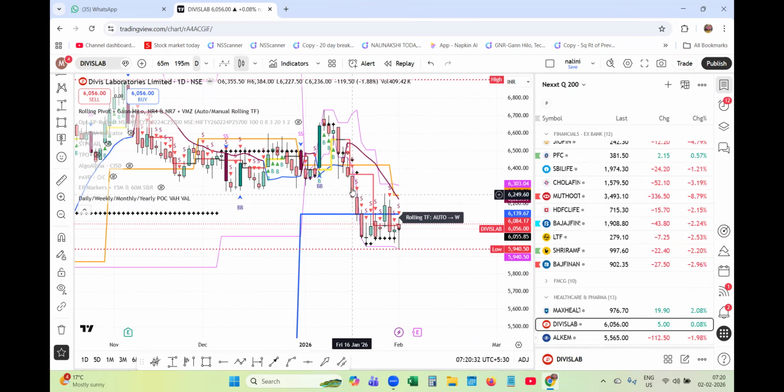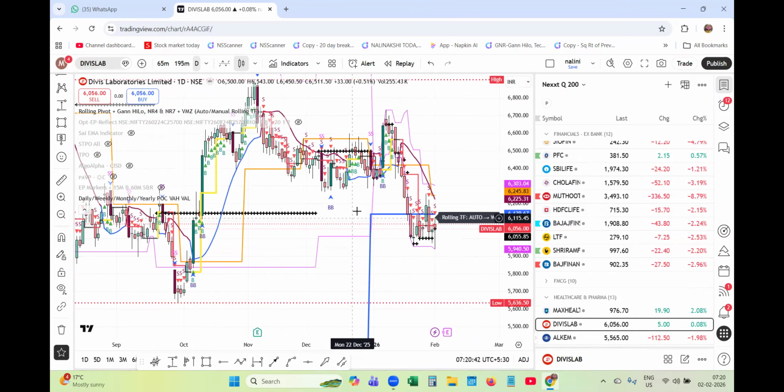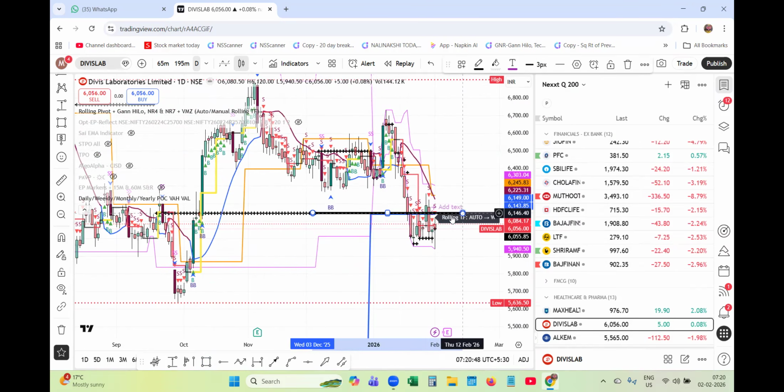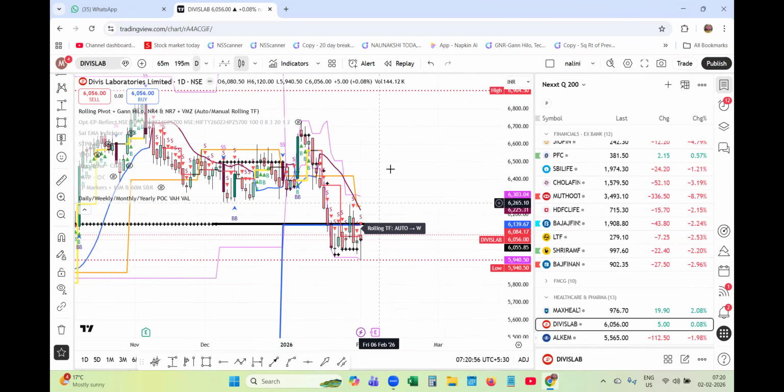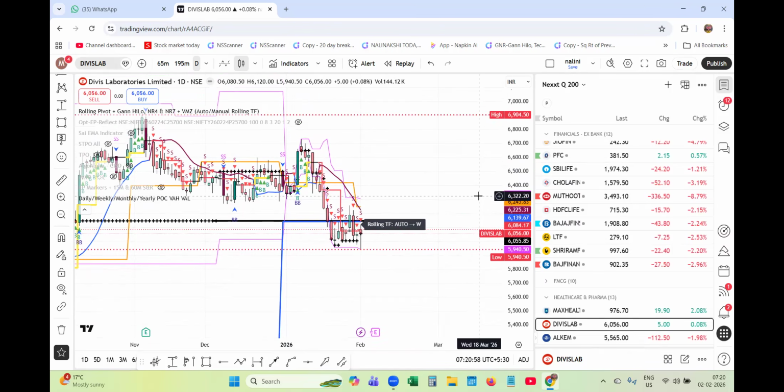And Divi's Laboratories had gone below the yearly pivot. It tried to move above the yearly pivot and it is making an attempt. We can consider this. This is the yearly pivot. If it tries to move above the yearly pivot, point of control, and if it stays above, price above, we can consider it for reversal. We can consider it for a swing trade in Divi's Laboratory.